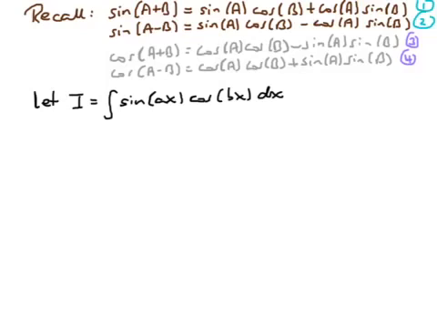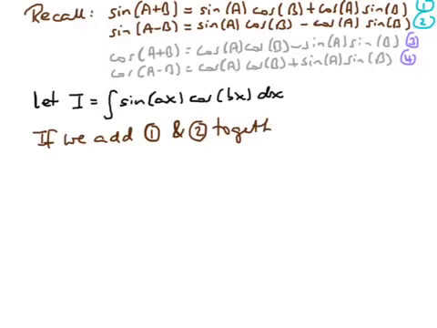So in particular, what we realize is that if we add equations 1 and 2 together, we're going to obtain the following. So let's look at it. If we add 1 and 2, we will get this plus this, now these terms are the same, so we will get 2 times the sine of A times the cosine of B. But these terms are going to cancel because of the different sign in front. So adding 1 and 2 together will give us twice sine A cos B is equal to the sine of A plus B plus the sine of A minus B.